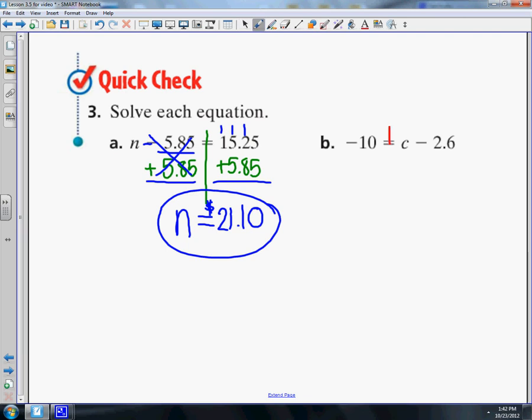And then here I'm going to draw my line. I want to get rid of this over here that's by the letter C. So that's a minus 2.6. So I'm going to add 2.6 to both sides. So then these cancel each other out, and I'm left with just C. And then negative 10 plus 2.6.